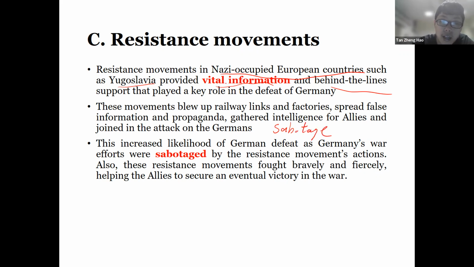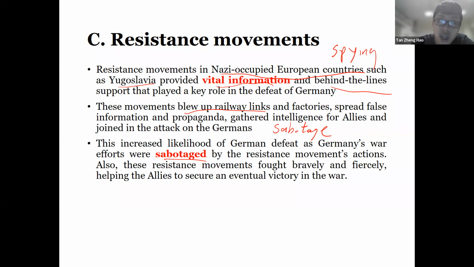Besides spying for information, they also helped to sabotage. You can imagine they blew up important infrastructure like railways and factories, to make life difficult for the Germans who were occupying such a big territory. So how did they lead to Germany's defeat? Because of the sabotage, Germany could not deploy its troops to the fronts quickly, and could not ensure success in its battles very effectively. The troops could not reach the battlefront in time to reinforce, so they lost the battle there, and then eventually they lost the war.